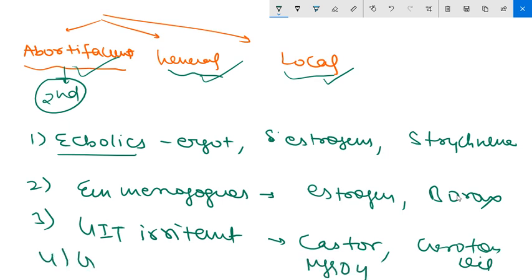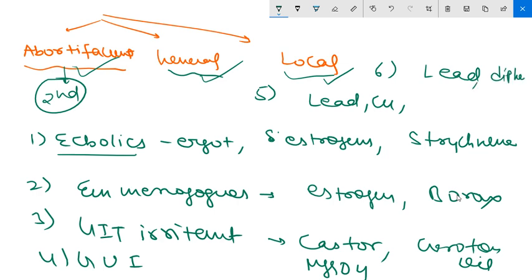The fourth is genitourinary irritants. So they produce reflex uterine contraction. Okay, and they include oil of turpentine and so on. The fifth is drugs having systemic toxicity, that includes organic and inorganic irritants both, such as lead, copper. Okay, and the sixth one is the abortion pill, which is made up of lead or diphenyl ethylene. So these are the abortifacient drugs.